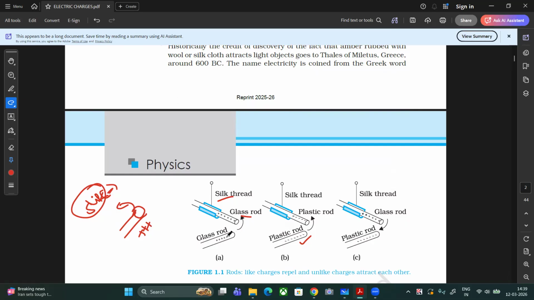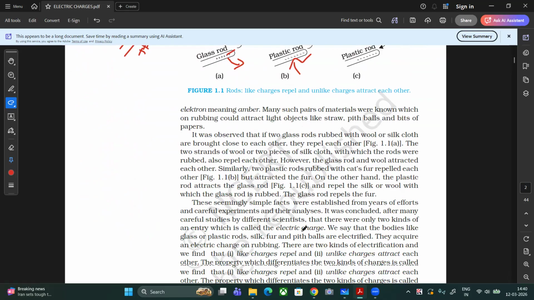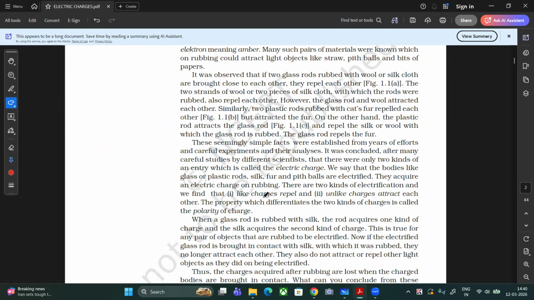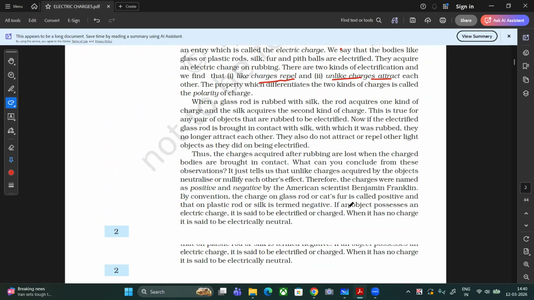Initially, they are all neutral. By rubbing, conduction or induction, some of the charges are given to some of the material, so that there is a lack of some charges. The lack of electrons leads to the glass rod being positive, and the gaining of electrons leads to the plastic rod being negative. We have two properties of charges: like charges repel and unlike charges attract. These are the main important properties of the charges.